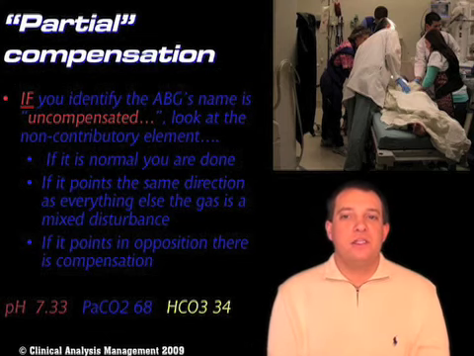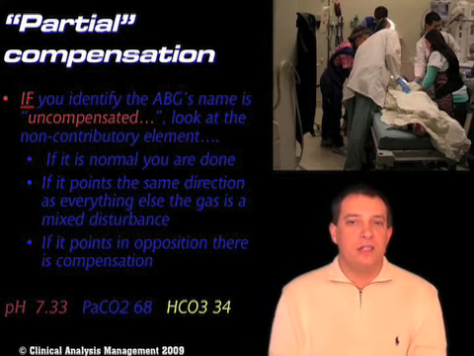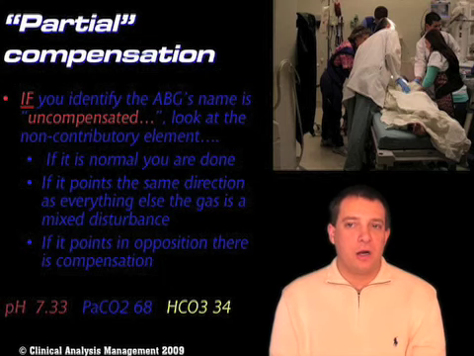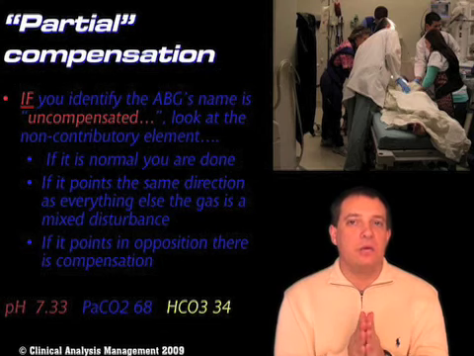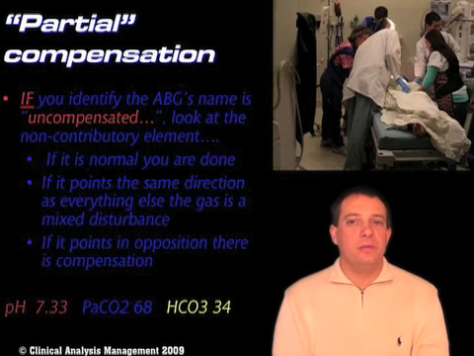So you've got a pH there of 7.33, you've got a CO2 of 68, and you've got a bicarb of 34. So we're going to follow the process exactly like we've done all along. The first thing we ask ourselves is, anything out of whack? Look at the pH at 7.33. Yes, that's out of whack. Okay, we've got to interpret the ABG.